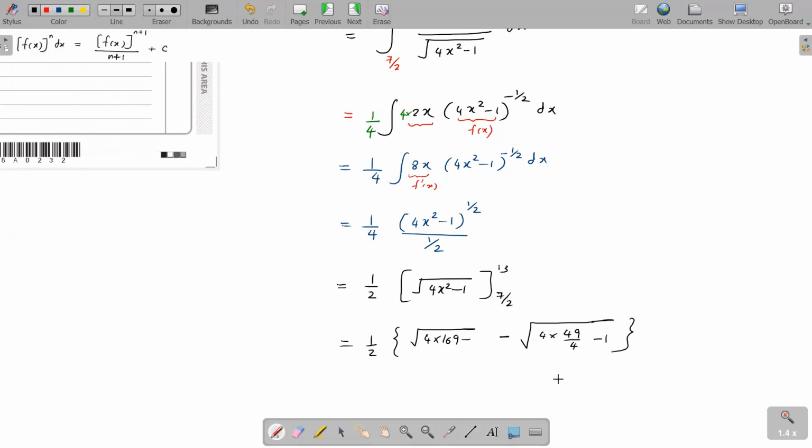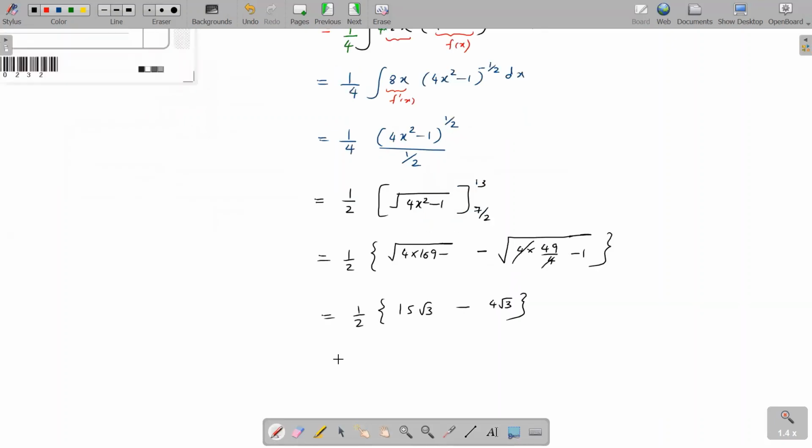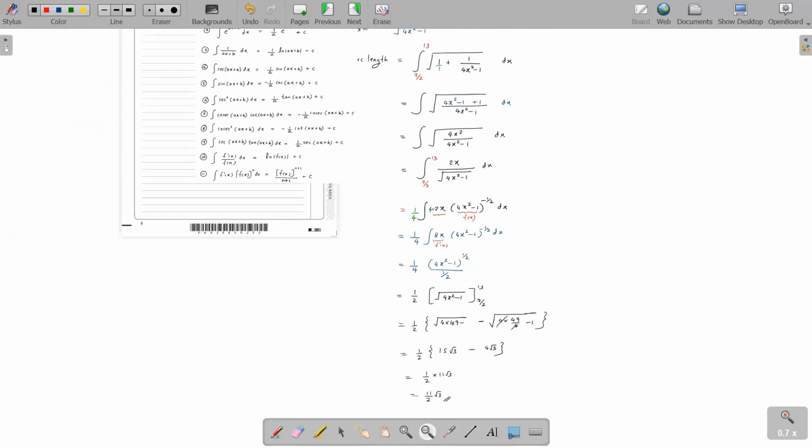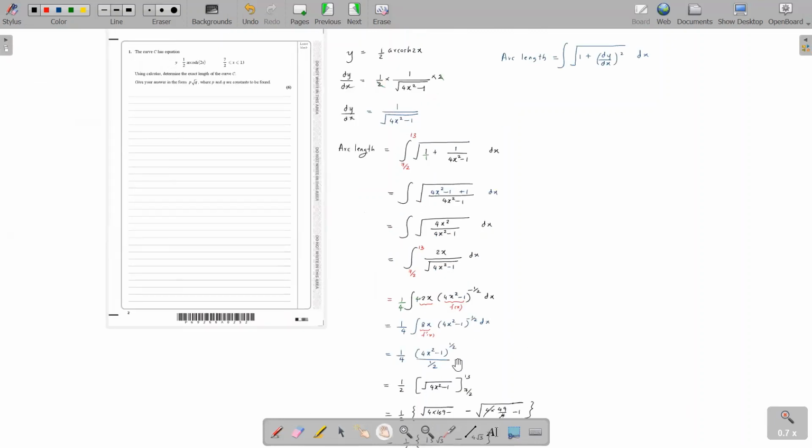Can I know these answers? Half into, how much is this? 15 root 3. How much is this? 4 root 3. Oh yeah, the 4 cancels. So 49 minus 1, root 48, is 4 root 3. So 15 minus 4 is 11 root 3. So half into 11 root 3, which is 11 over 2 root 3. So this is the answer. Okay, this is clear.